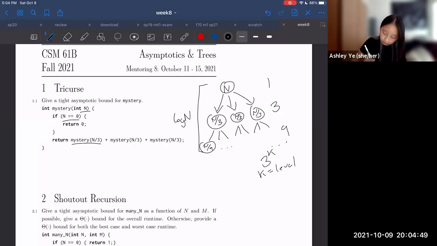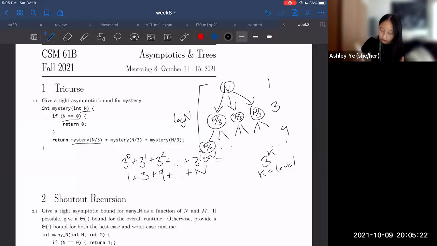So what we know about this recursive tree is we're going to have 3 to 0 work being done first, and then 3 to 1, 3 to 2, and so on into the last level, which would be the 3 to the log n level. And so this is the sum we want to do. We're adding up all the work that's been done throughout the whole call. And then we want to actually figure out what it equates to. So we know 3 to 0 equals 1, then 3, then 9, and so on. And then eventually we'll get to n because that's the original value of the input. So we want to figure out the sum.